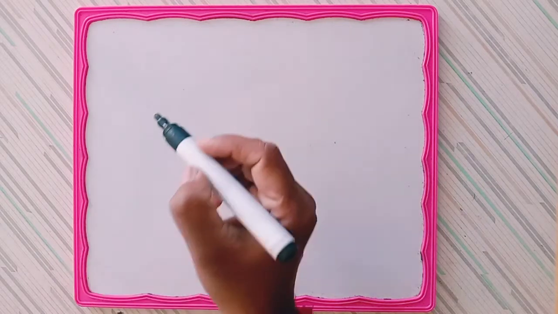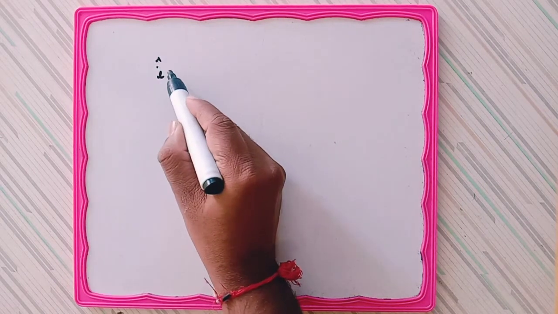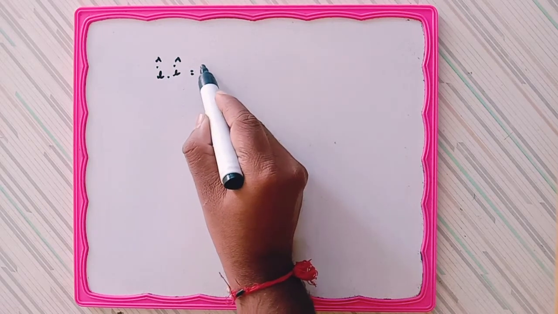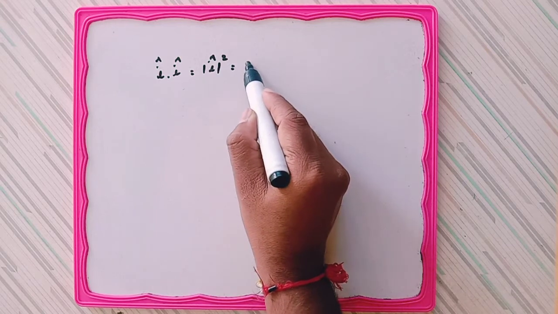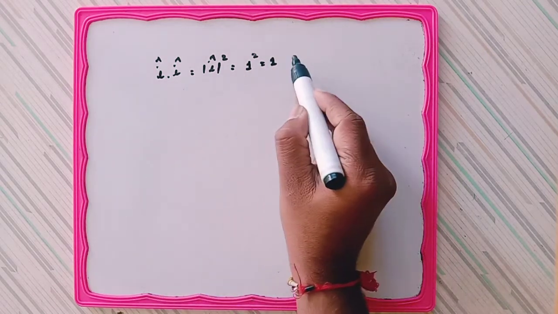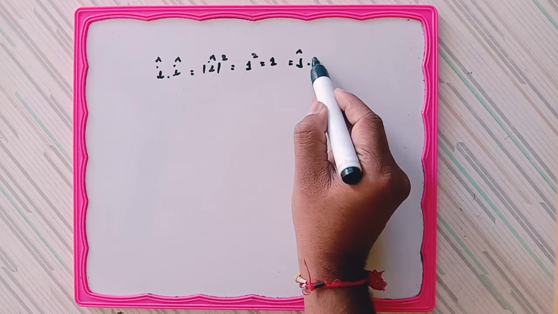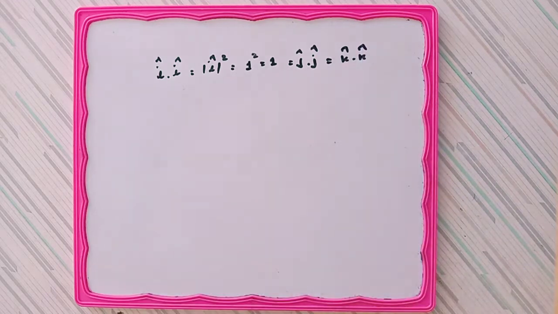So now for the unit vectors, I caret dot I caret will be magnitude I caret square, and I caret magnitude is 1, so 1 square is 1. Same way we can write j caret dot j caret also 1, and k caret dot k caret also 1.